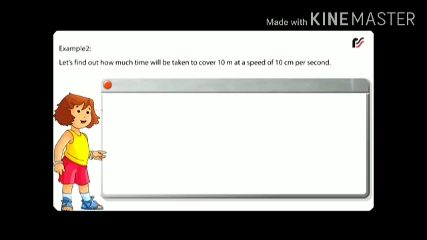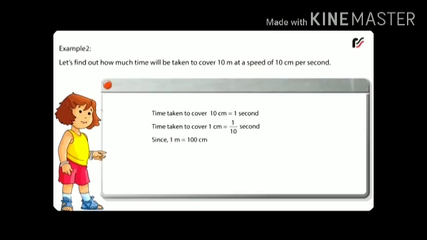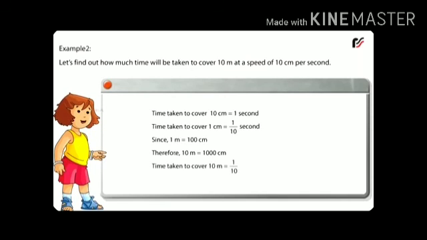Example 2. Let's find out how much time will be taken to cover 10 meters at a speed of 10 cm per second. Time taken to cover 10 cm is equal to 1 second. Time taken to cover 1 cm is equal to 1 by 10 second. Since 1 meter is equal to 100 cm, therefore 10 meters is equal to 1000 centimeters. Time taken to cover 10 meters is equal to 1 by 10 multiplied by 1000, is equal to 100 seconds.